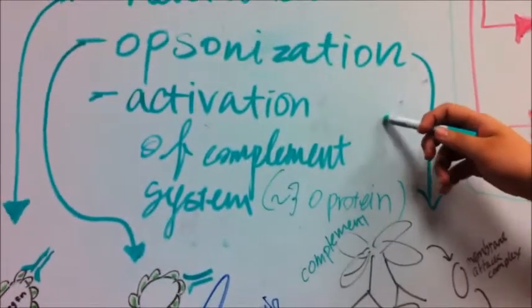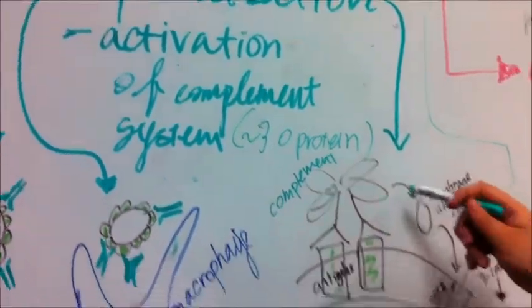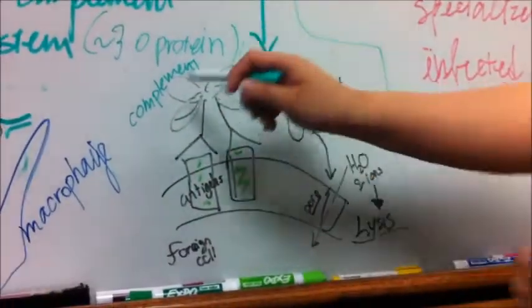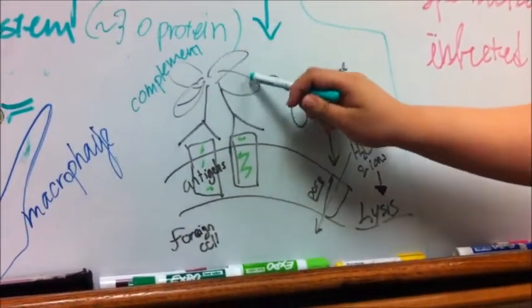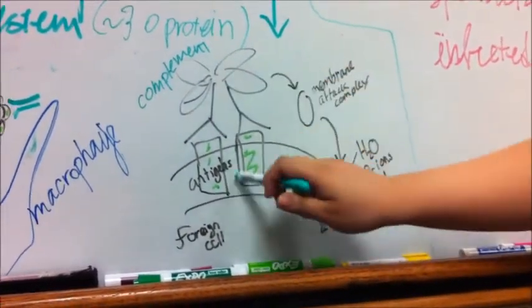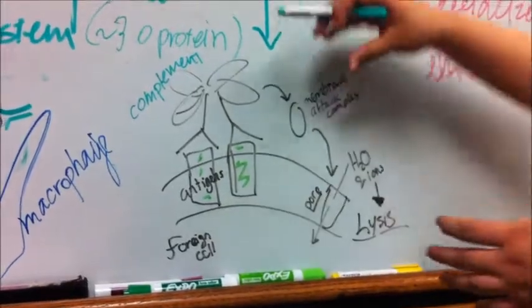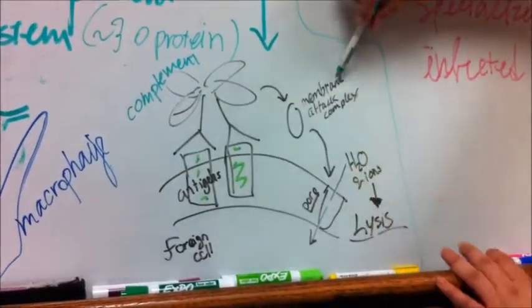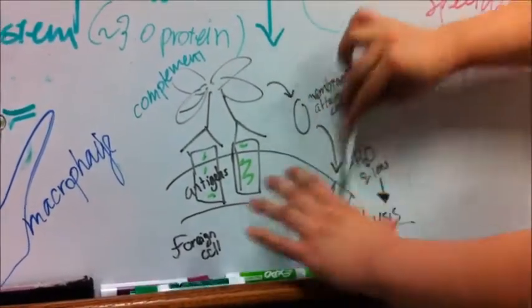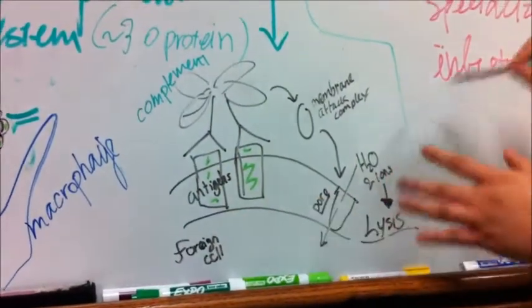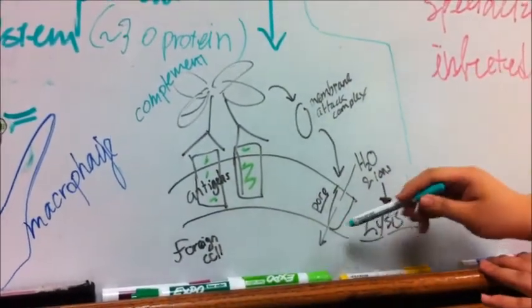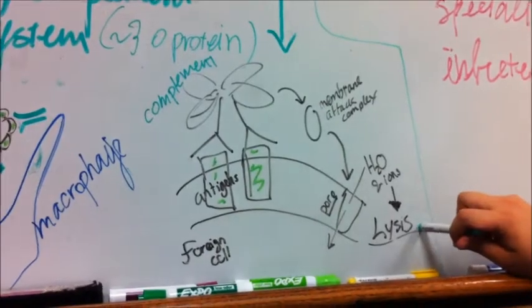And in the third option, the activation of the complement system, it will signal the complement proteins to form a complex that will recognize the antigen. And that membrane attack complex forms a cylinder that punches through to make a pore in the membrane that allows water and ions to enter, causing the cell to lyse.